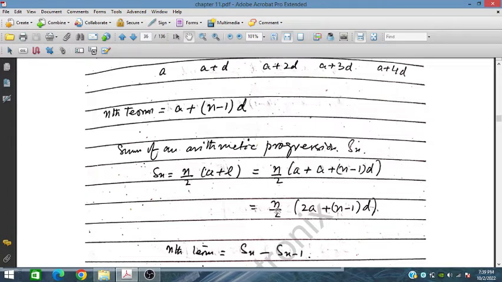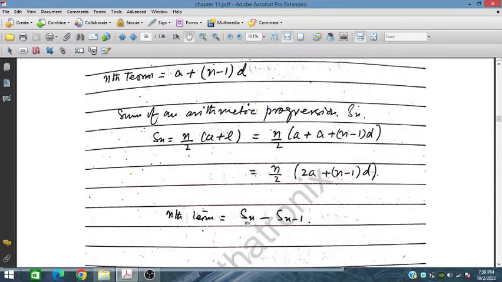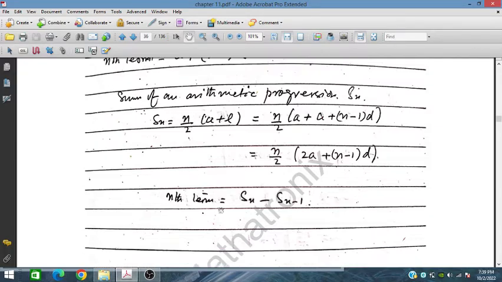So this is the sum of all the progression up to the nth value, and it would result like this. If the nth term has to be obtained, we can find the difference of the sum up to the nth term and the sum up to the (n minus 1)th term. The difference of these two will provide us the nth term.